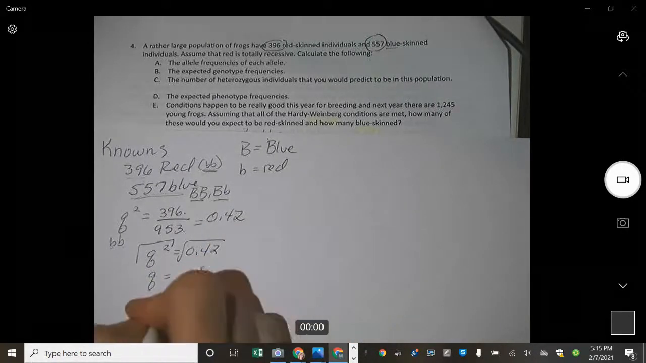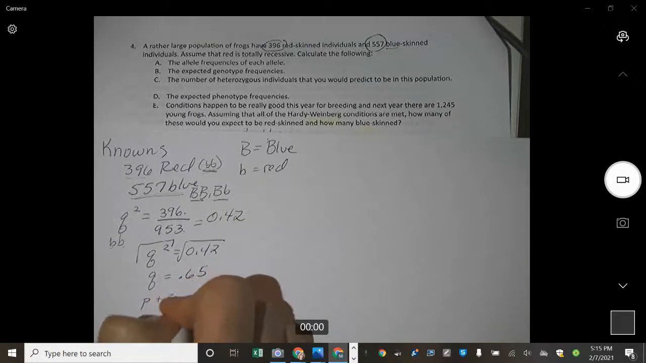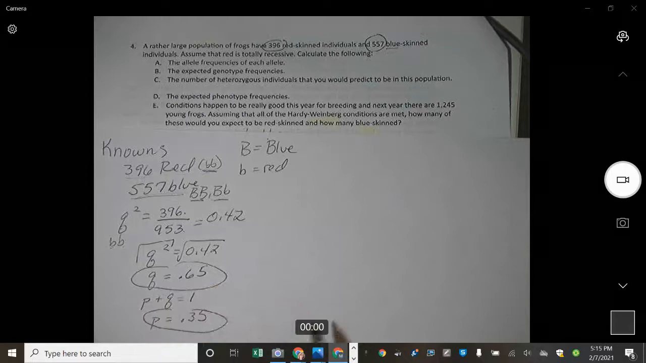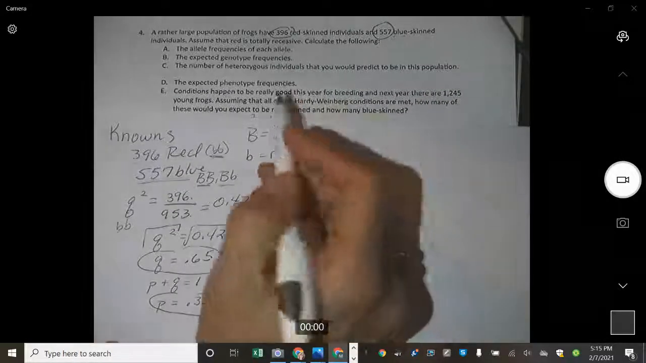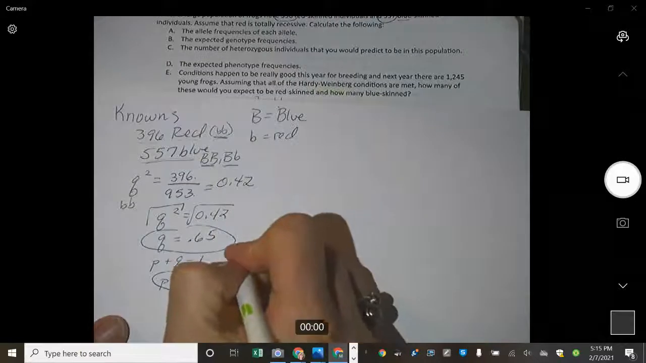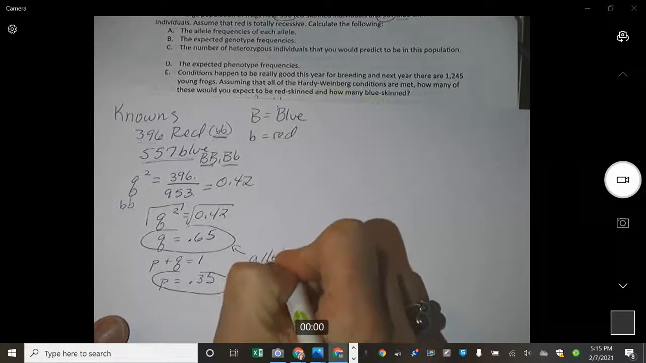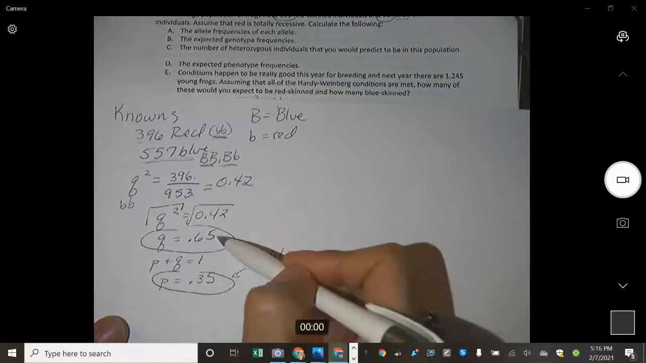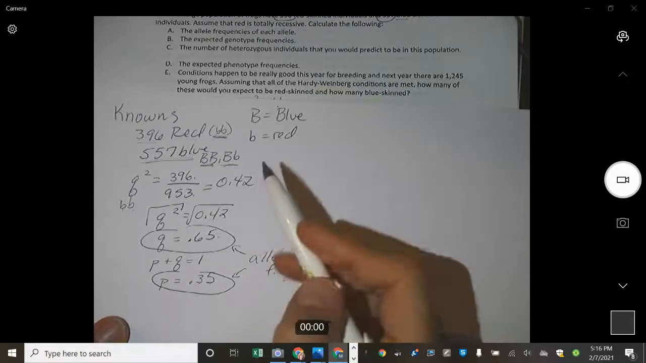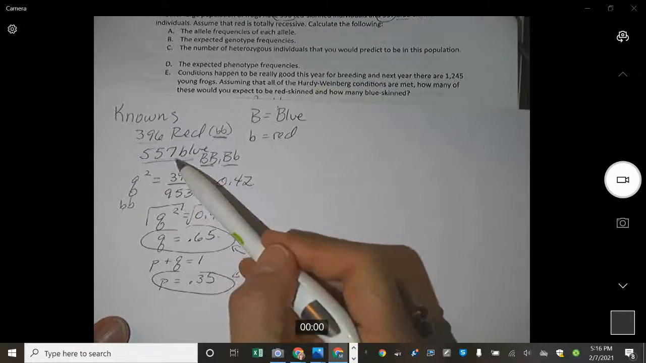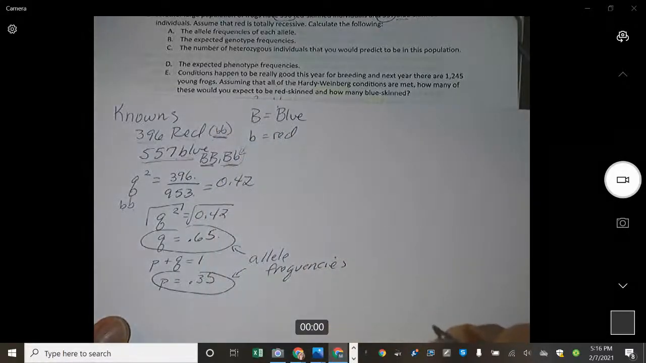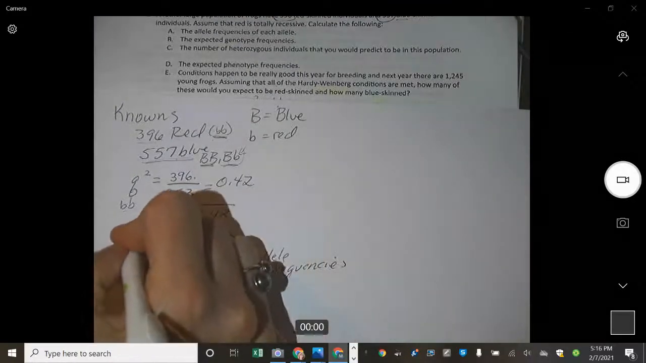And now that I know Q, I can figure out P because I know that P plus Q is 1. So that means P is going to be 0.35, right? So now I have Q and I have P, and it asks me for the allele frequencies, so that's what I just found. It's showing me that Q, the little b, is actually much more common in the population, which is kind of weird because there are fewer red ones than there are blue ones. But that's okay because there are a whole bunch of these recessive alleles in the heterozygous ones. So that's why it looks like that. Anyway, that was part A.